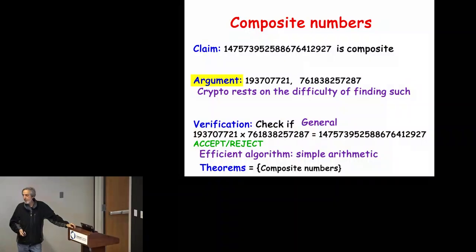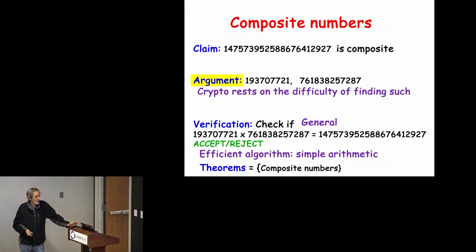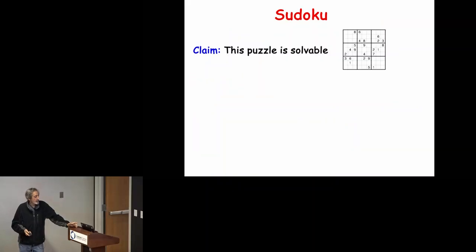Cryptography, of course, assumes that it's difficult. So we don't care how complicated. Verification has to be efficient. Okay, here's another example, a familiar one: the claim is that this puzzle is solvable.